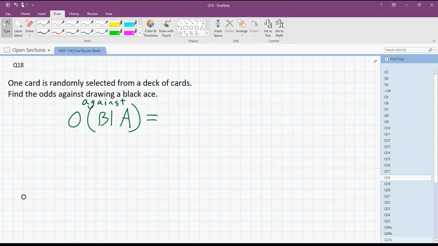There's 50, because there are only 2 black aces: ace of spades, ace of clubs. So 52 minus 2 is 50. So there are 50 cards that are not a black ace. How many cards are a black ace? Because that's the second number. 2. So it reduces to 25 to 1. Again, it reduces just like a fraction. 50 over 2, put it in your calculator, and it reduces to 25 over 1.